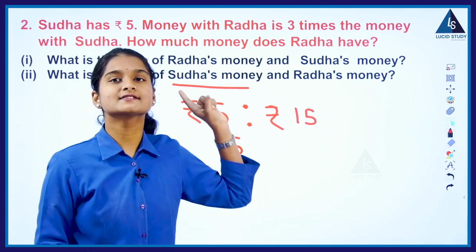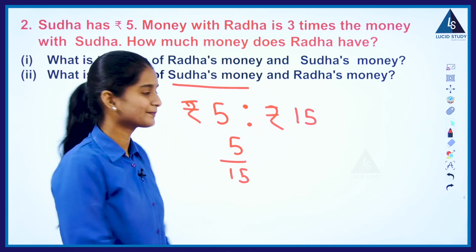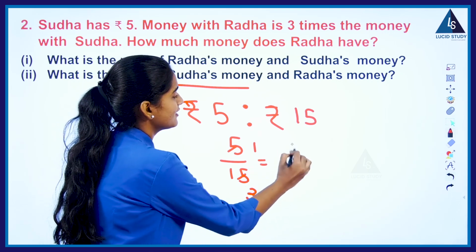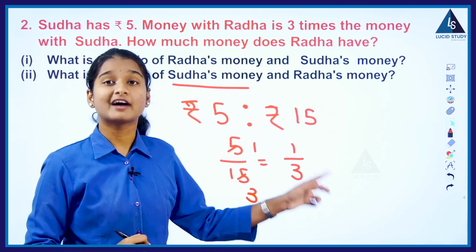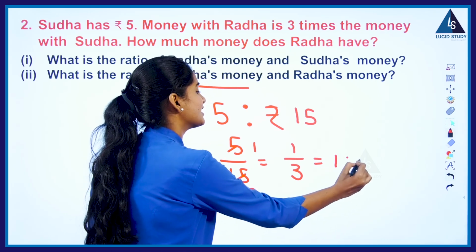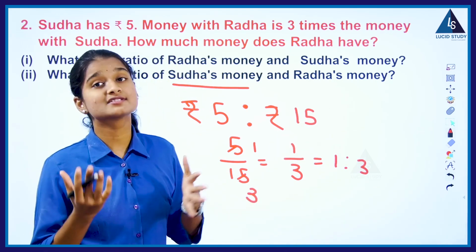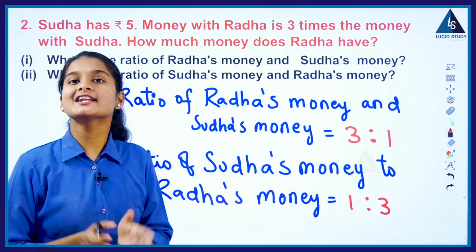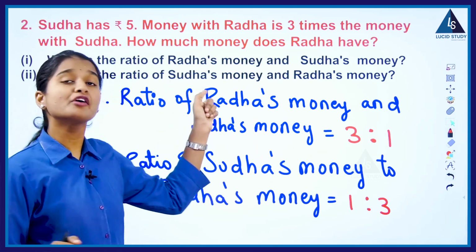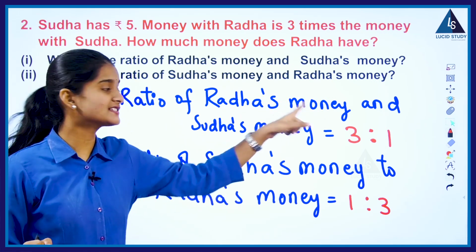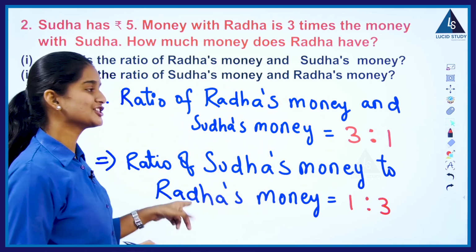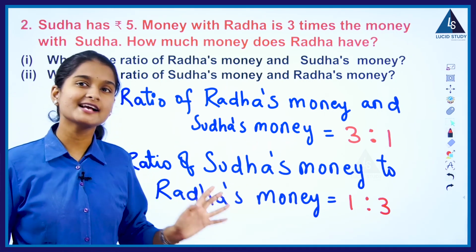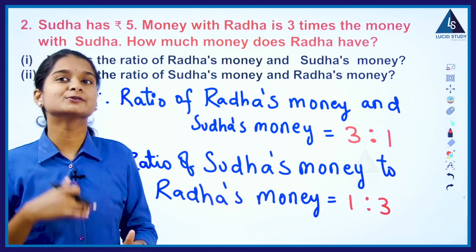So, I expressed this ratio as a fraction. 5 ones are 5, 5 threes are 15. We'll get 1 by 3. 1 by 3 is nothing but 1 is to 3. Therefore, ratio of Sudha's money and Radha's money is 1 is to 3. So, children, ratio of Radha's money and Sudha's money is 3 is to 1, and ratio of Sudha's money to Radha's money is 1 is to 3. This is the answer. Now, let us move to the next question.